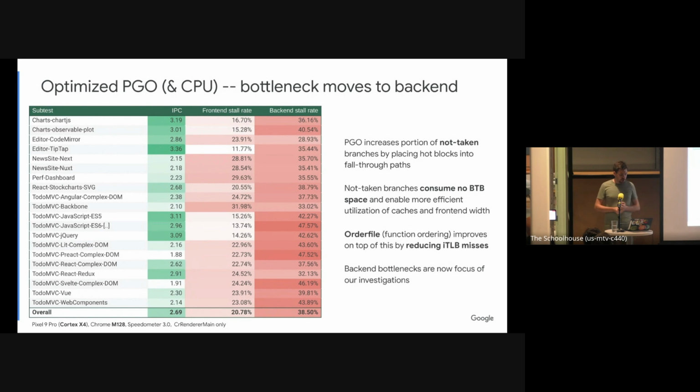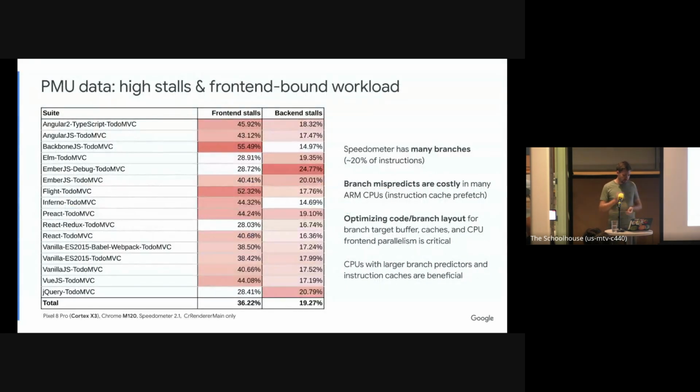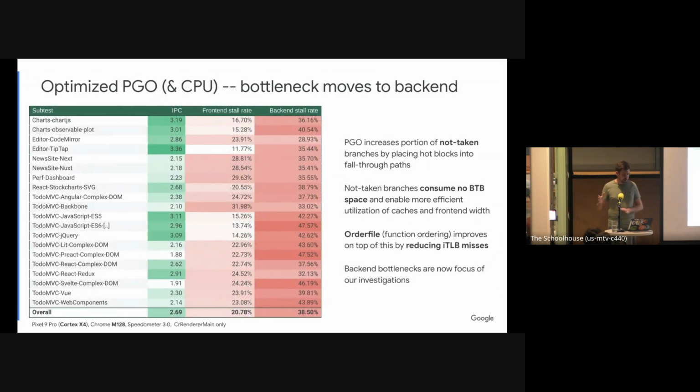So yeah, with PGO enabled, the data before that I showed you here, this is from M120, so this is PGO not really optimized yet, but already a high-end build for Chrome. So now we're moving on to M128, the more recent build, where we have actually optimized PGO. What we see here is that the bottleneck moves from the front end to the back end. With PGO, we reduce the number of taken branches, and we increase the number of not-taken branches. And that relieves some of the pressure on the front end.